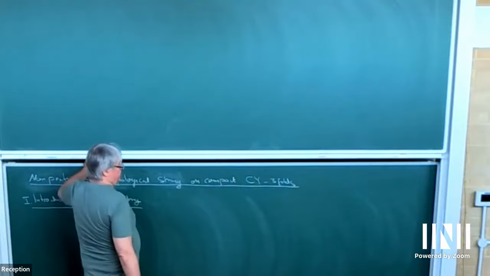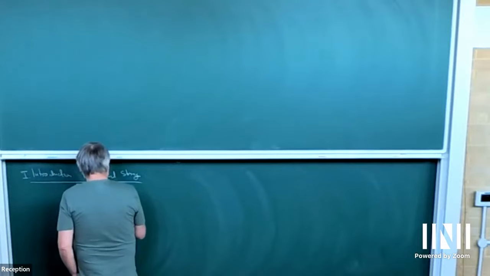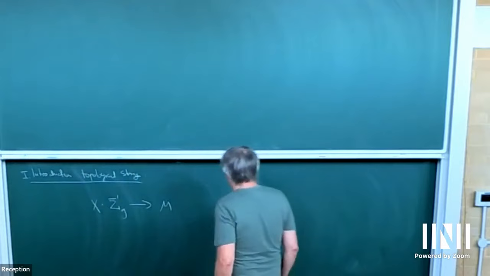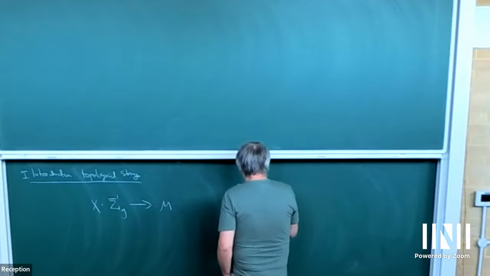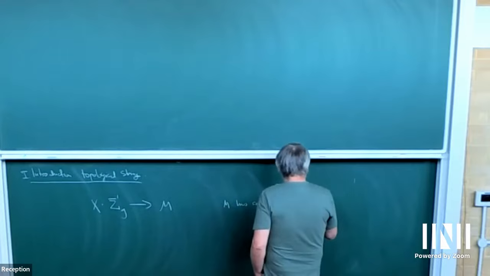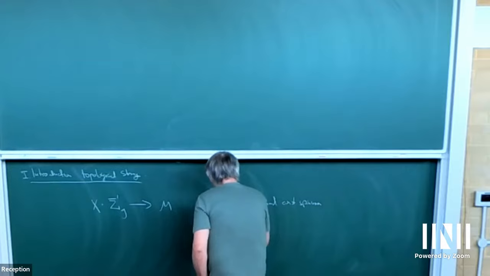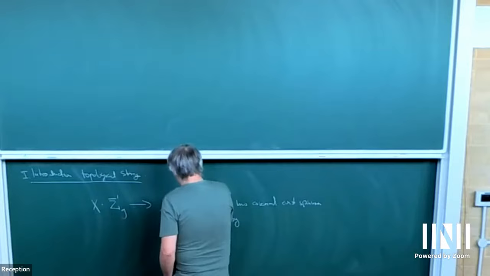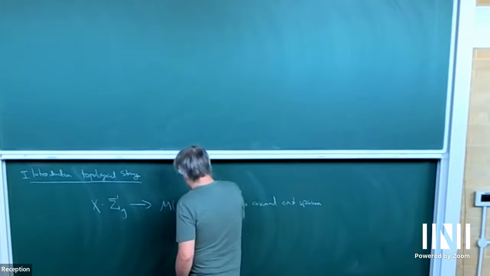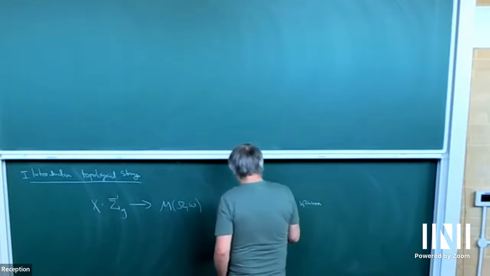So topological string theory in general is of course about a map from a Riemann surface into a target space M. Now if M has a covariantly constant spinor, then you have a SUSY. And in particular, we are interested in the case that M is a Calabi-Yau, so it has a (3,0) form. But I'm mostly talking about the three-dimensional case, and it has a Calabi-Yau form. And in this case, we have extended SUSY.